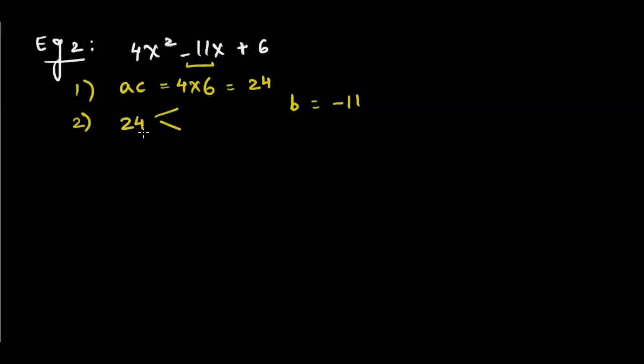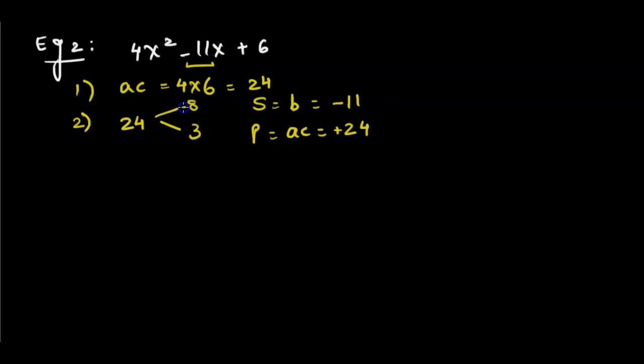So we know the factors of 24 include 8 and 3. The product that we are looking for is ac, which is 24, and this is a positive 24, whereas the sum that we are looking for is a negative 11. If we add a positive 8 and a positive 3, we would not be able to get a negative 11.